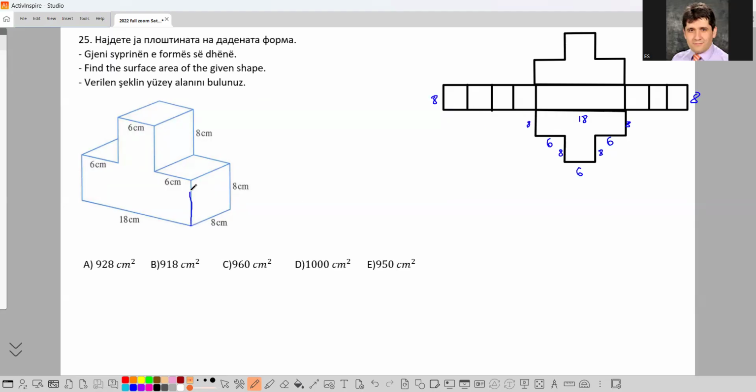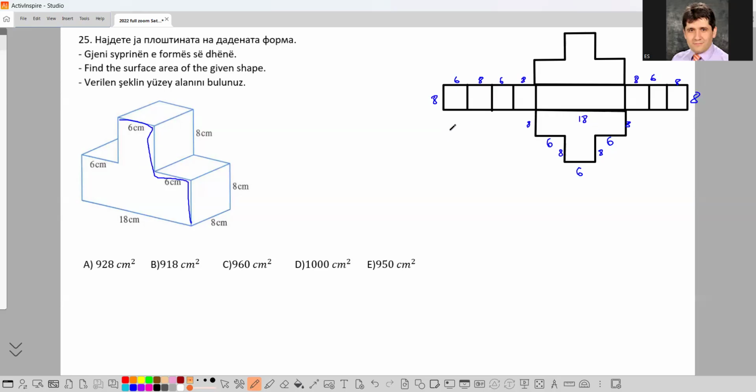Well, knowing that this side is 8, that means the side here must also be 8. The other one is 6. The other one is 8. The other one is 6. We reached from here to here to here to the top. And on the other side, what's wrapped is again the same: 8, 6, 8.